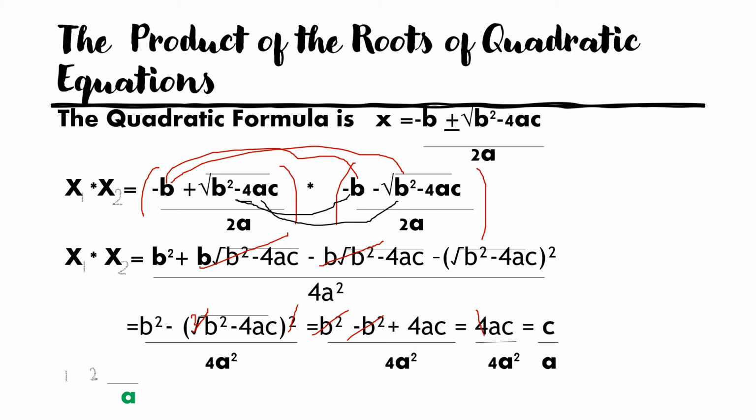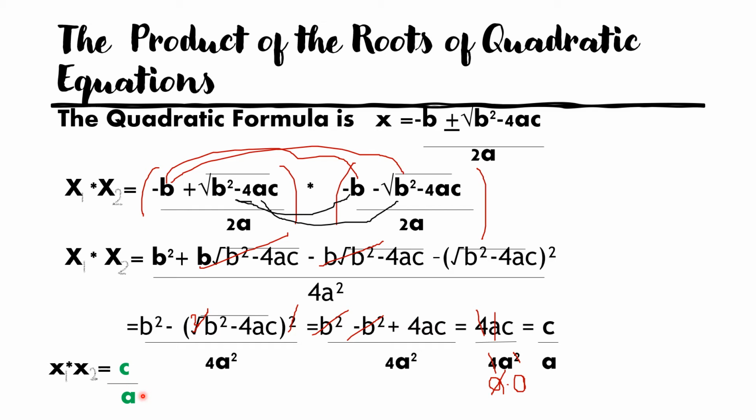Again, 4 and 4, that is 1. And we have 1a here. And we have 2a here. A squared means a times a. Okay? So, ngayon, matatanggal yung isang a, makakancel siya uli. So, ang matitira na lang ay isang a. Kaya siya naging c over a. So, ngayon, ito na ngayon ang formula kung paano natin kunin yung product of the roots of quadratic equation. X sub 1 times x sub 2 is equal to c over a.